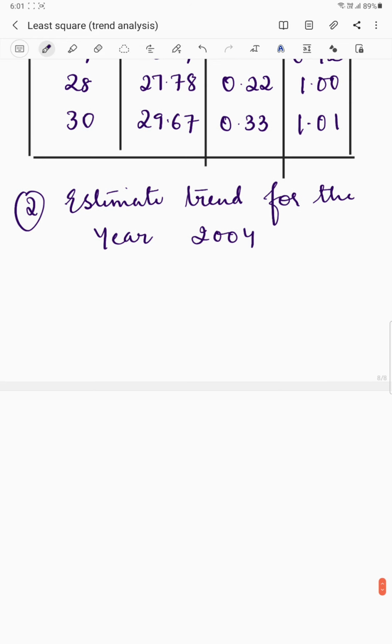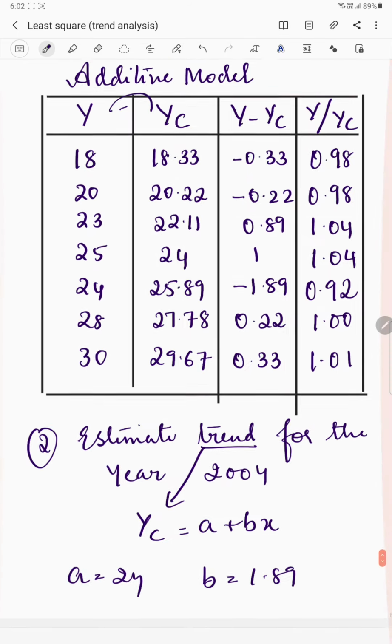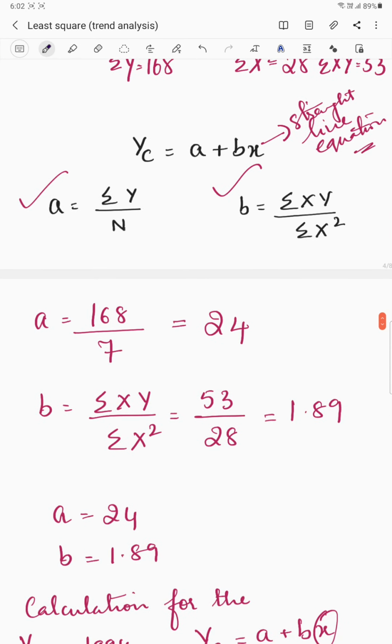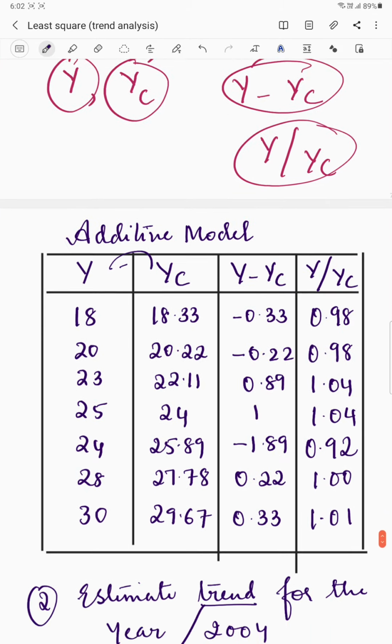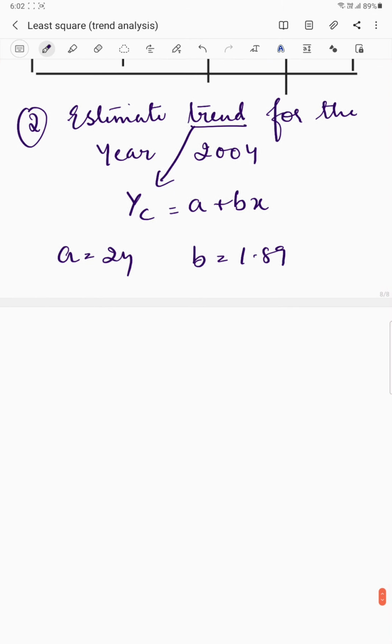Okay, so you know the trend line is YC is equal to a plus bx. Now, a and b values we know: a is 24 and b is 1.89. I know because I've written it so many times in calculating YC, but once we'll just check if I am correct. Okay, we have a as 24 and b as 1.89. So yes, I have written it correct. Now x we have to find out.